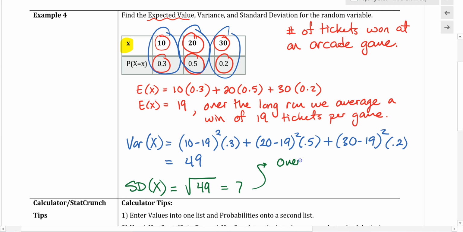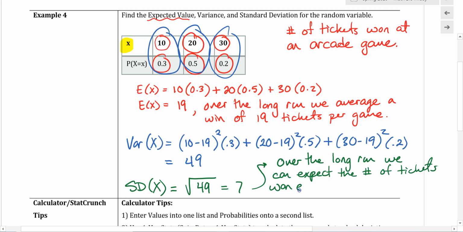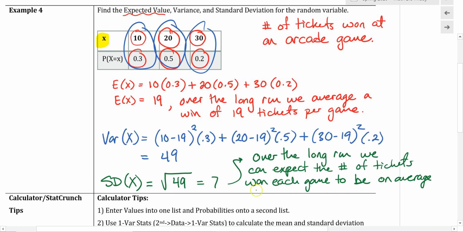So over the long run, we can expect the number of tickets won to be, on average, let's say, because it's the average distance, on average 7 tickets from the expected 19.